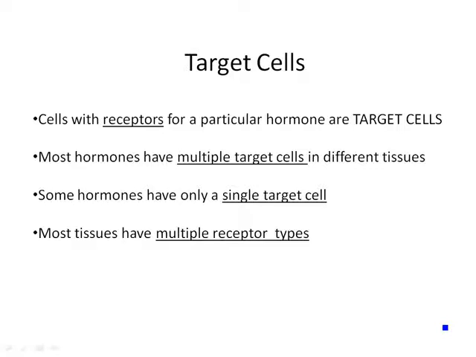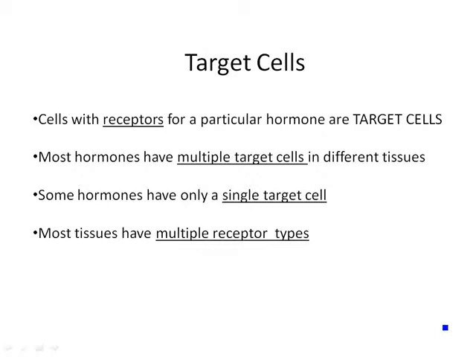But some hormones only have a single target cell. If you look at something like thyroid stimulating hormone, that only goes to the thyroid gland and only acts on those cells to cause a response. So it just depends, but in general, most hormones are going to have multiple target cells.